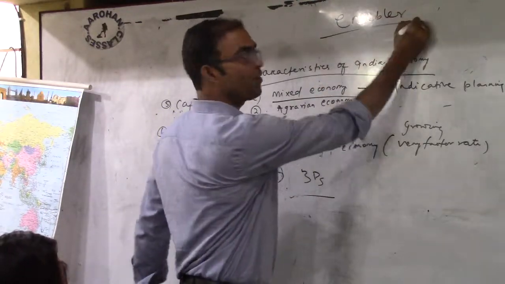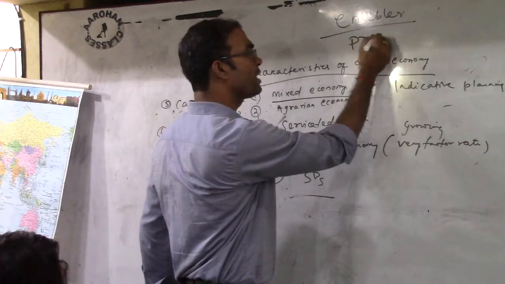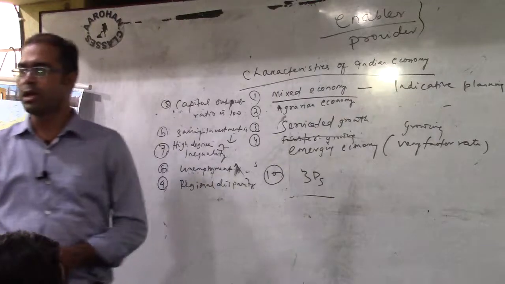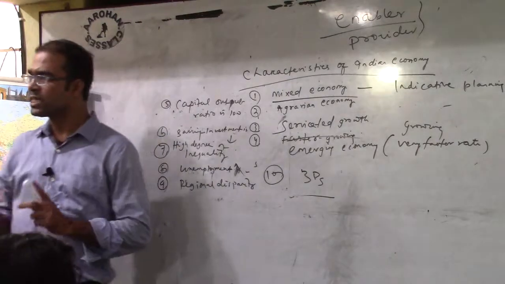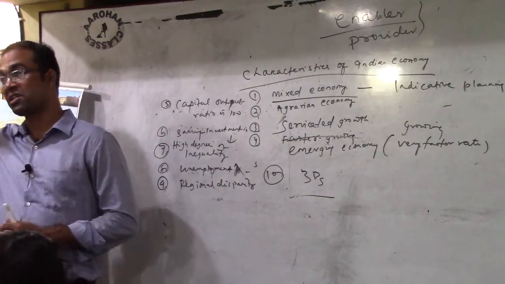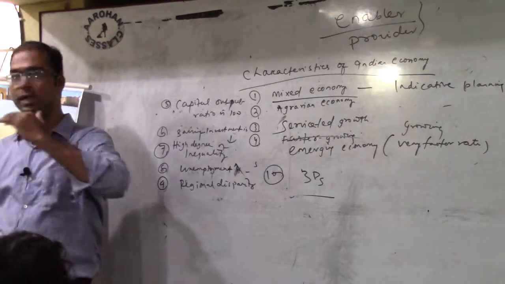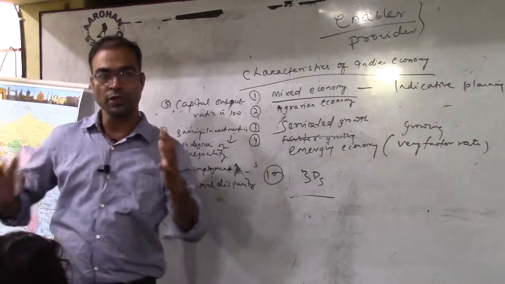Government is playing the role of enabler, private sector is playing the role of provider. These things you have to write. See, mixed economy, traditionally we were a mixed economy. Traditionally government control was more. In the 1950s to 80s you find government was controlling each and everything.